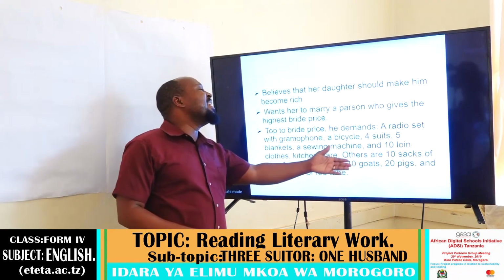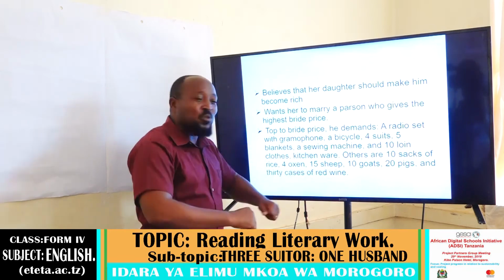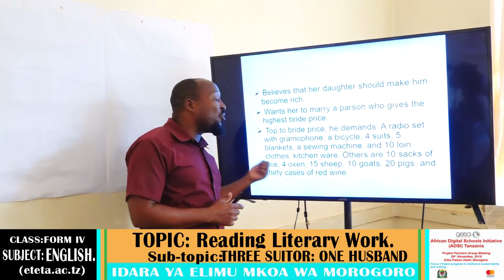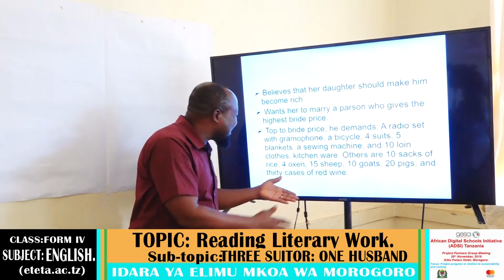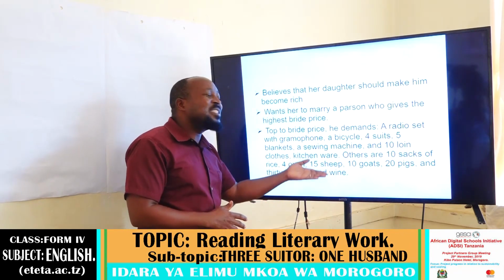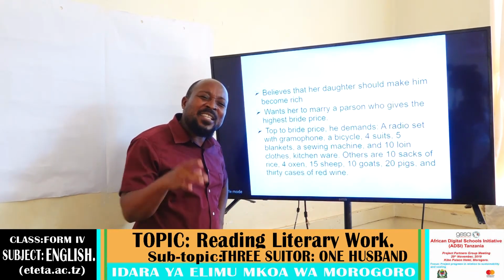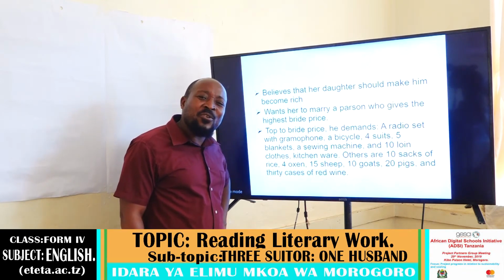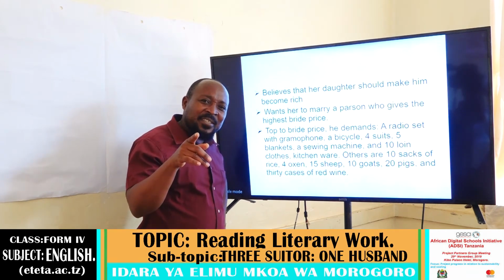You can see that they need a radio set with gramophone, a bicycle, 4 suits, 5 blankets, a sewing machine, 10 loin clothes, kitchenware. Others are 10 sacks of rice, 4 oxen, 15 sheep, 10 goats, 20 pigs, and 30 cases of red wine. How do you see that list of items? Is it just a bride price, or are you selling a human being? I think you should think twice.